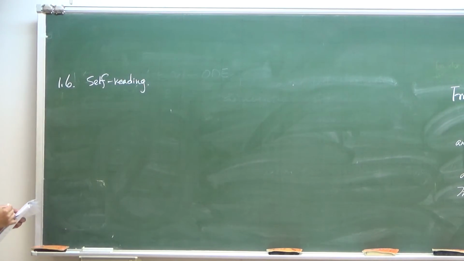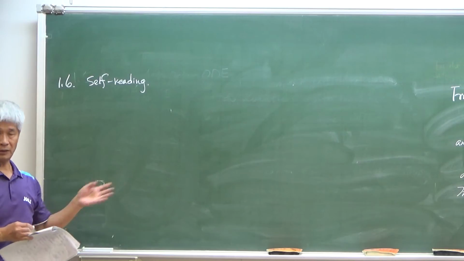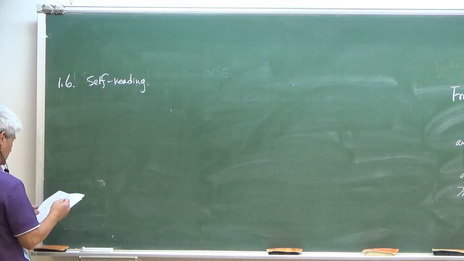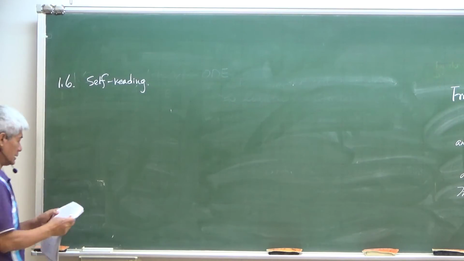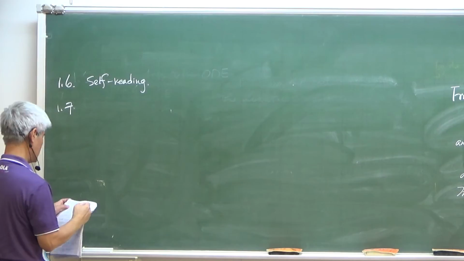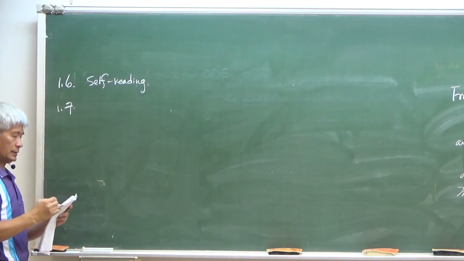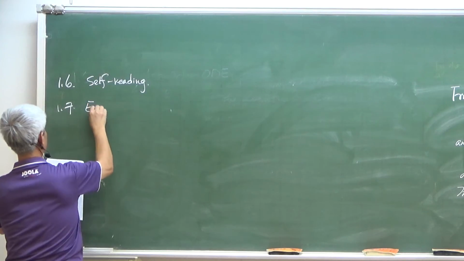Section 1.6 is about orthogonal trajectories, and it is just for your self-reading, because I don't have enough time to teach this part. So please read over the textbook. This subject is very interesting. But I prefer to talk about the existence and uniqueness of solutions for initial value problems.